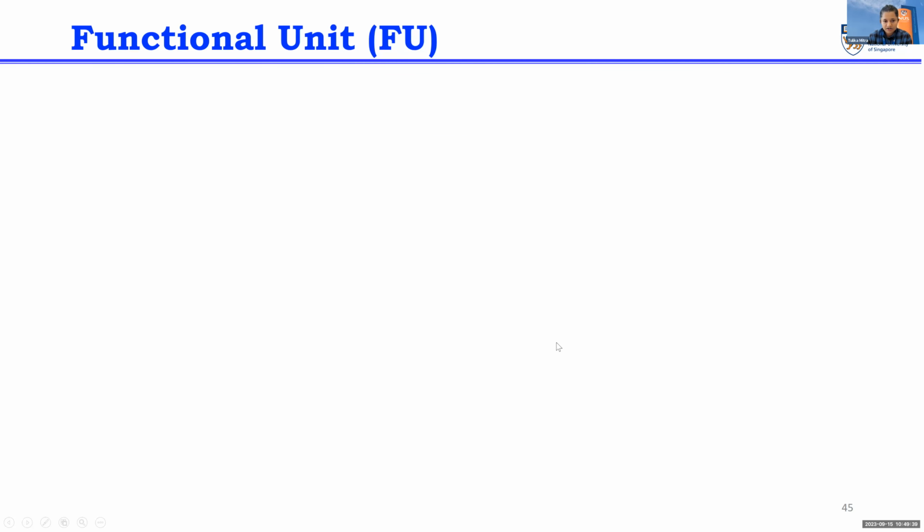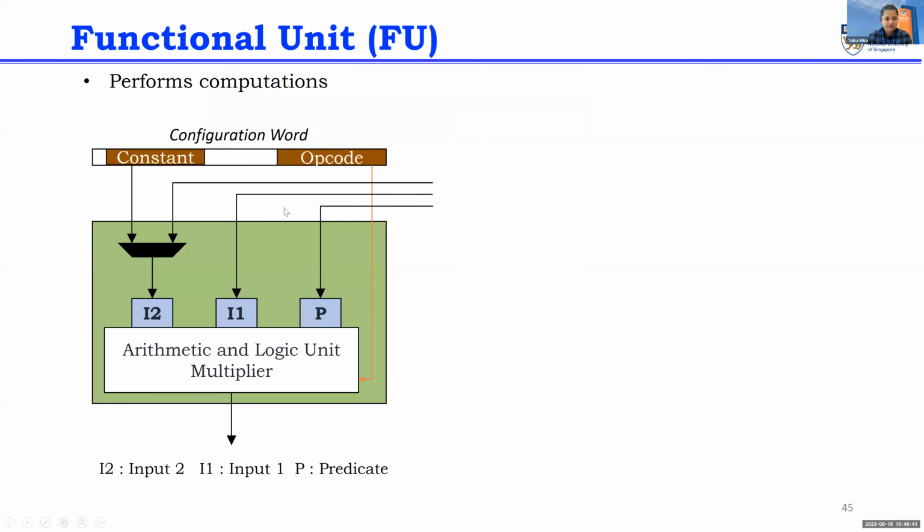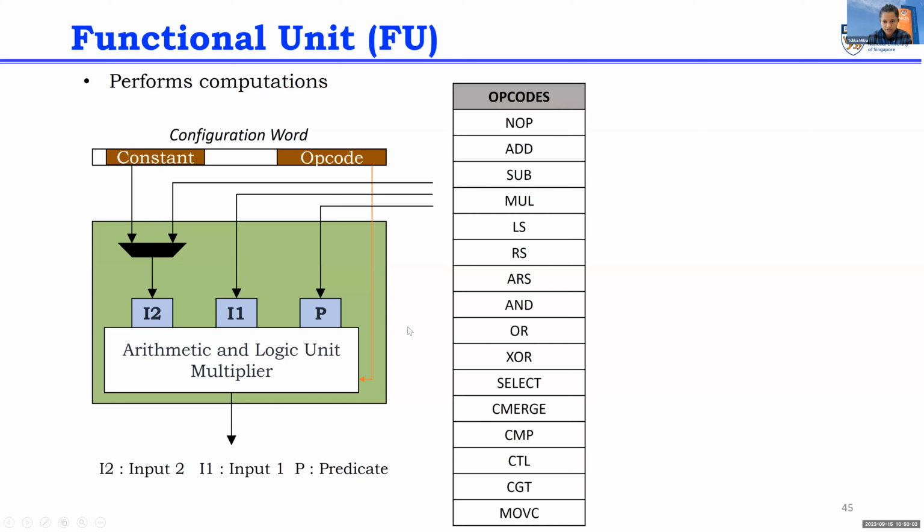Next, we'll move on to the function unit. As I said, the function unit will perform all the computations. This is an example of a function unit which has an ALU and a multiplier. Usually there are 2 or 3 inputs with predicate, and the input can be coming from external PEs or from a constant stored within the PE. And the reconfiguration of the opcode is done through the configuration word.